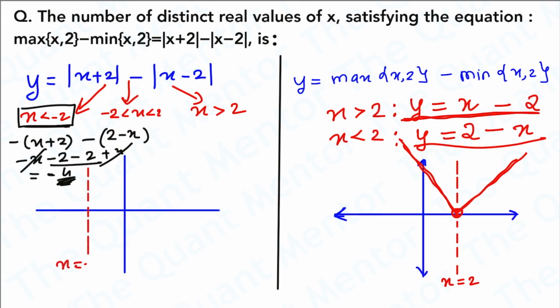We'll draw x is equal to minus 2. And beyond this, we'll take the value of y as minus 4. It's a constant. So we indicate it like this. y is equal to minus 4.